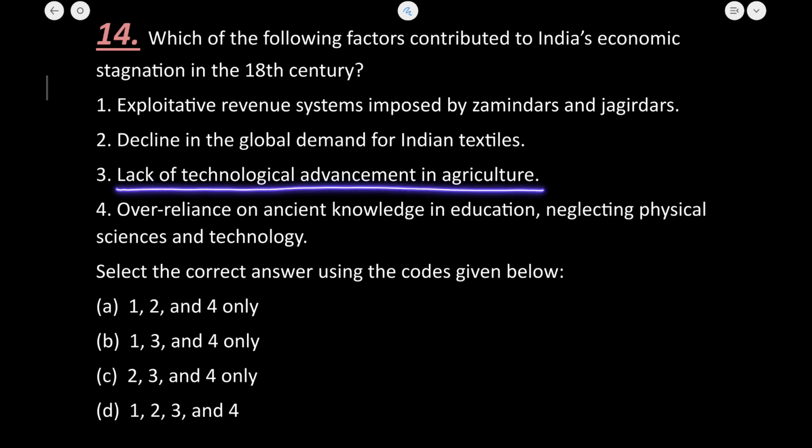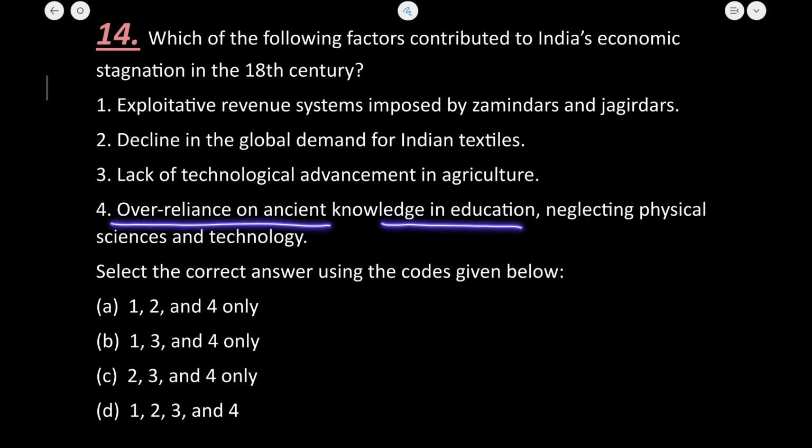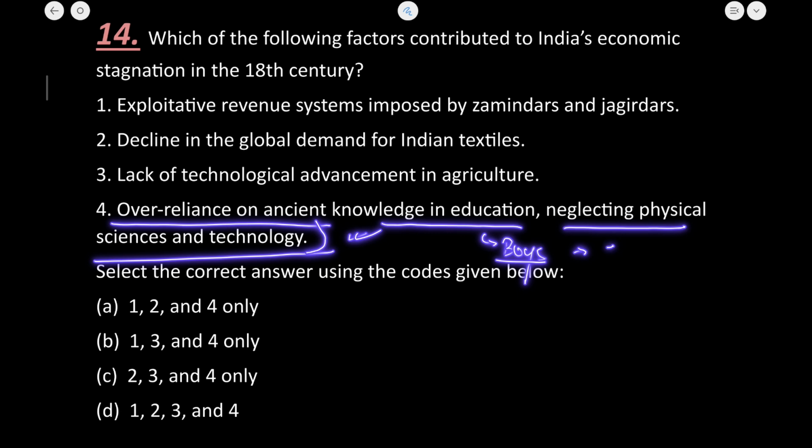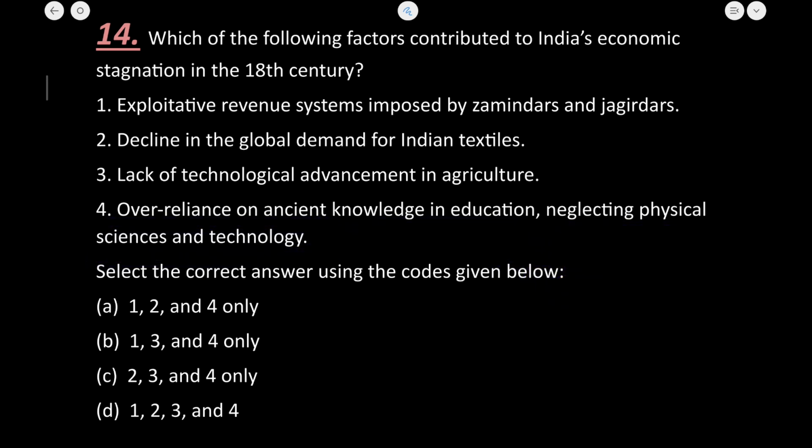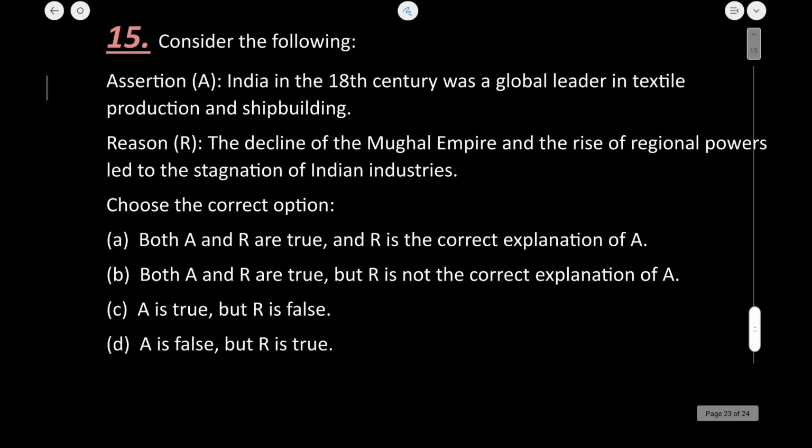Lack of technological advancement in agriculture, obviously this was a reason. Next is over-reliance on ancient knowledge in education, neglecting physical sciences and technology. Yes, this education was provided for the boys only. The boys from the lower classes were exempted. Women were also not taught very well. So these were obviously the reasons. So what will be our correct answer? It will be B here. Let us now see the next question.